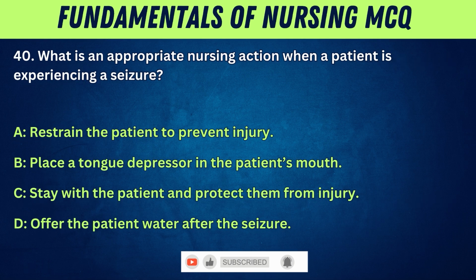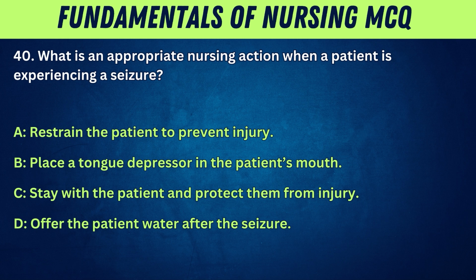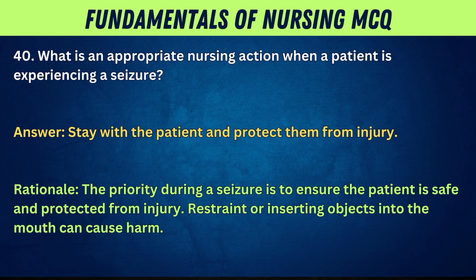40. What is an appropriate nursing action when a patient is experiencing a seizure? A. Restrain the patient to prevent injury. B. Place a tongue depressor in the patient's mouth. C. Stay with the patient and protect them from injury. D. Offer the patient water after the seizure. Answer: Stay with the patient and protect them from injury. Rationale: The priority during a seizure is to ensure the patient is safe and protected from injury. Restraint or inserting objects into the mouth can cause harm.